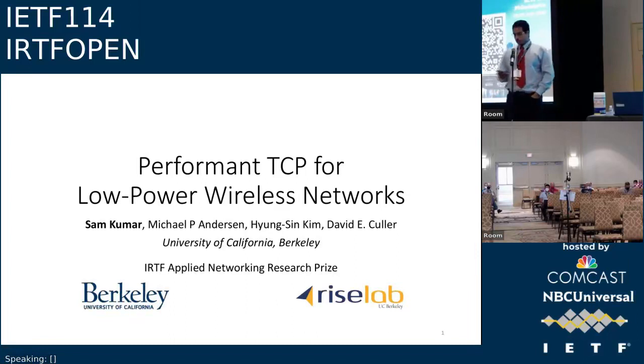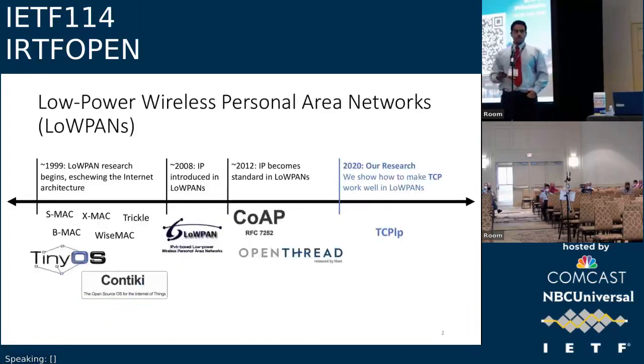I'm going to begin by giving a brief overview of the history of research in low-power wireless personal area networks, or LoWPANs, to put our research in context. LoWPAN research began in the late 1990s. At this point in time, researchers deliberately cast away the internet architecture, based on the idea that LoWPANs may have to operate in extreme environments, too different from regular networks for the internet architecture to directly apply. So many of the early protocols like S-MAC, B-MAC, and so on, and the early systems like TinyOS and Contiki, did not conform to any particular standard or architecture.